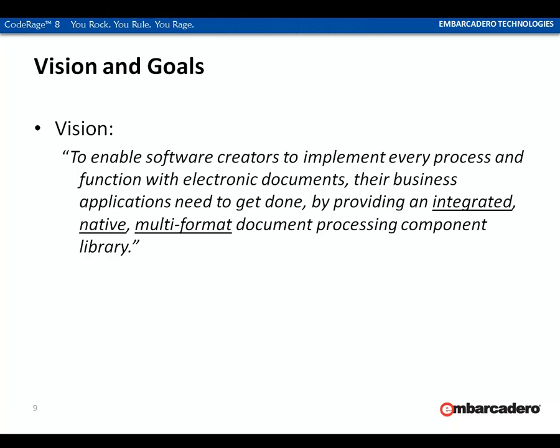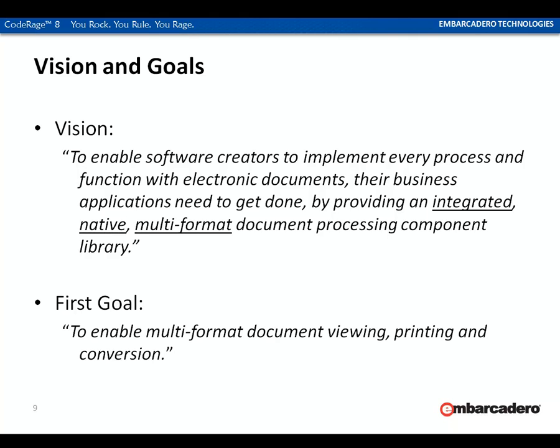To set our first goal, we chose features that would require us to architect and design the complex parts of the framework. And viewing is a feature that's probably the most difficult to achieve. But getting it done would help us map the whole of the document format and design for it. So we chose multi-format viewing, printing, and conversion as our first goal.